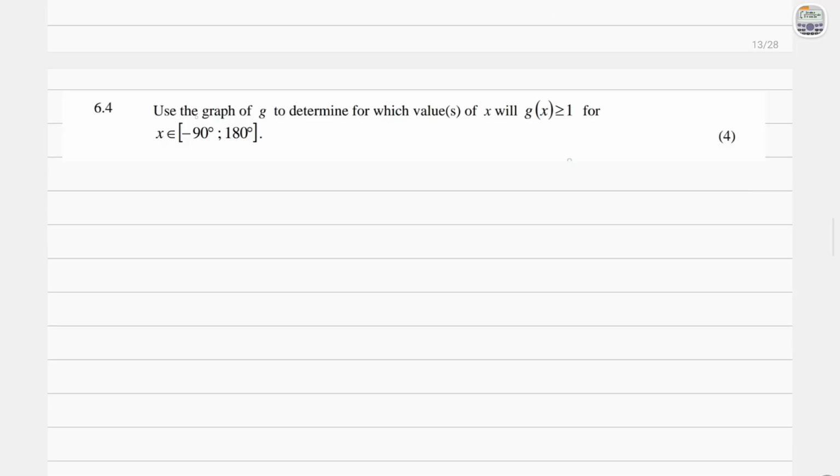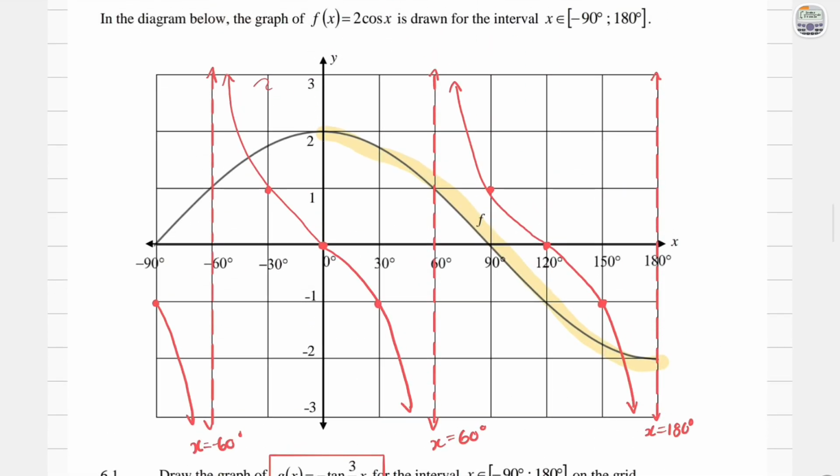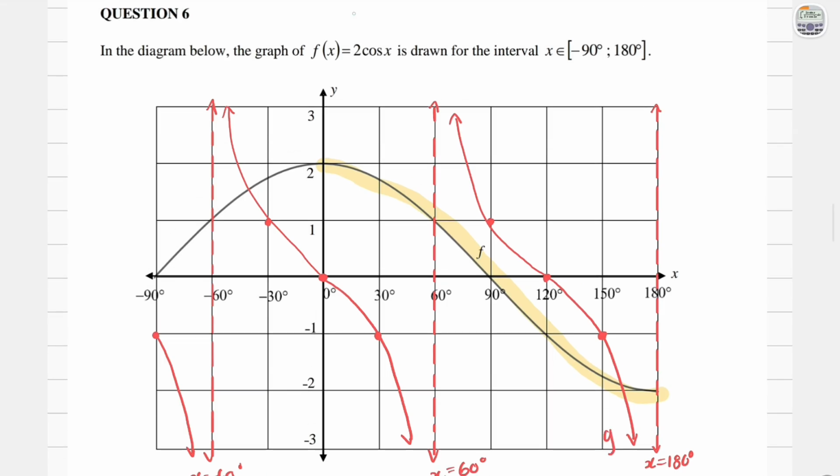Question 6.4 says, use the graph of g to determine for which values of x will g of x be greater than or equal to 1. Okay, so for that interval, greater than or equal to 1, and we're referring to the graph of g. Where is it equal to 1? That would be at this point over here. That's where it has a y value of 1. And then values that are greater than 1 would be from here and then all through here.